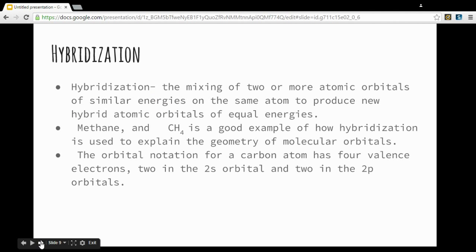Now we move on to hybridization. Hybridization is the mixing of 2 or more atomic orbitals of similar energies on the same atom to produce new hybrid atomic orbitals of equal energies.